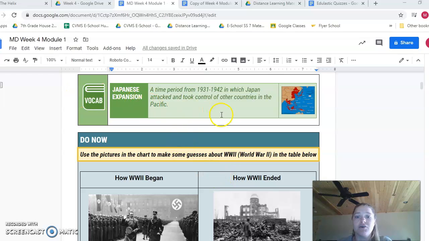This is just one of the vocab words that we have today. We actually have quite a bit, but this is a really big one, Japanese expansion. This is a time period from 1931 to 1942 in which Japan attacked and took control of other countries in the Pacific. So remember, the Treaty of Versailles was decided on, where Germany was blamed for a lot of things in all of World War I and had to deal with a lot of things.